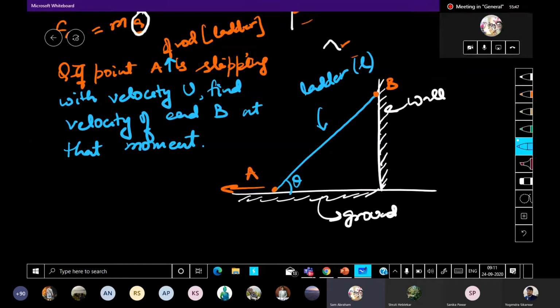Find the velocity of end B. You can say point B also, because point B is the end of the rod. So find the velocity of end B at that moment.